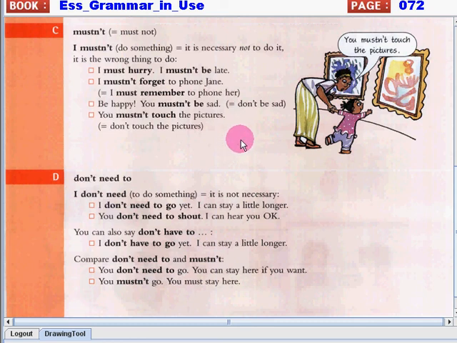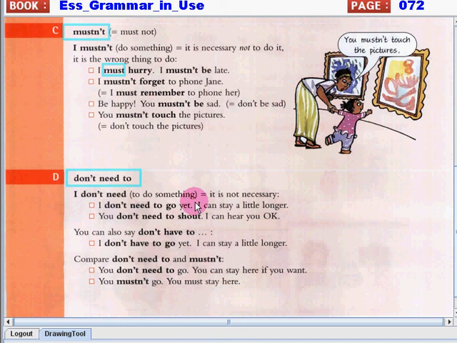Okay? Now we have another expression here. Don't need to. Now, I don't need to do something. That means it is not necessary. Again, I don't need to do something. That means it is not necessary for the subject to do something. Let's have some examples. I don't need to go yet. I can stay a little longer. That means it is not necessary for the subject to go yet.